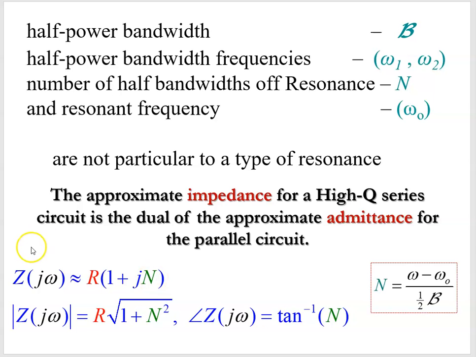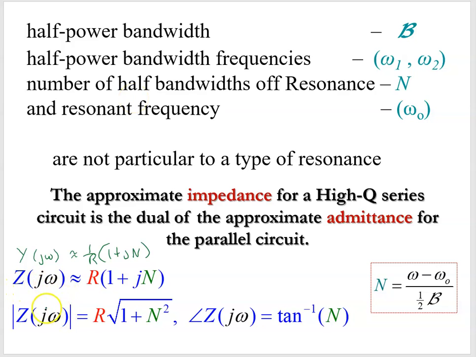So that is the dual of the admittance. If you recall, for our parallel RLC, our admittance, Y of j omega, was approximately equal to 1 over R times 1 plus jn. So we've only taken the dual of the resistance. We don't take the dual of the half power bandwidths. Remember, there's no dual for them. They're the same for both series and parallel RLC circuits.